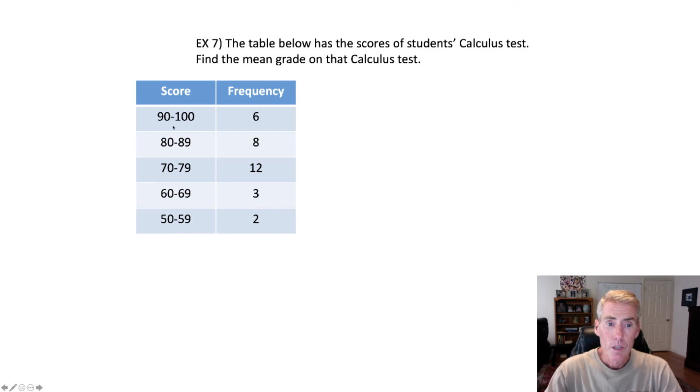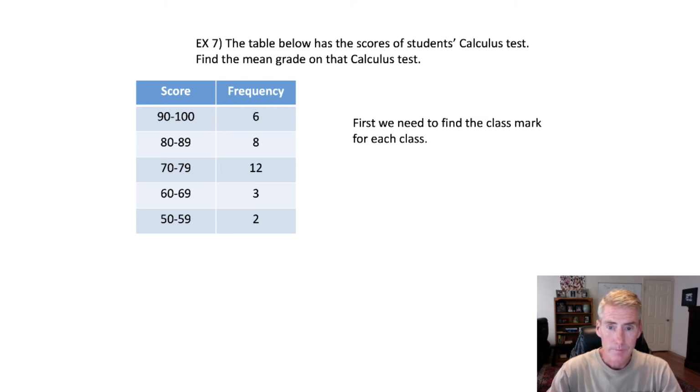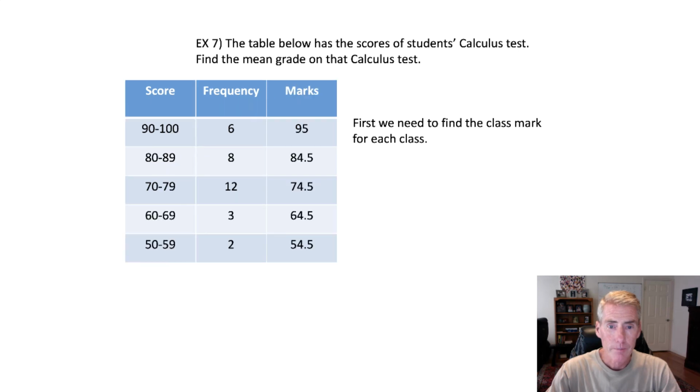I don't know. So what I'll do is find the middle number between 90 and 100, which is 95, and assume that all 6 people got 95. Those are the class marks. So find the class mark for each class. For the class 90 to 100, you add those together, that's 190, divide by 2, that's 95. Then for 80 and 89, add them together, divide by 2, that's 84.5, and so on.